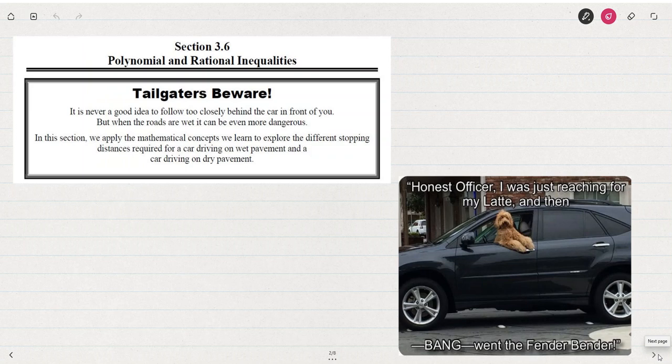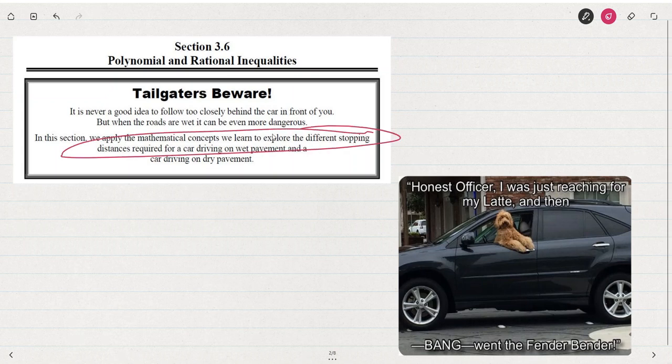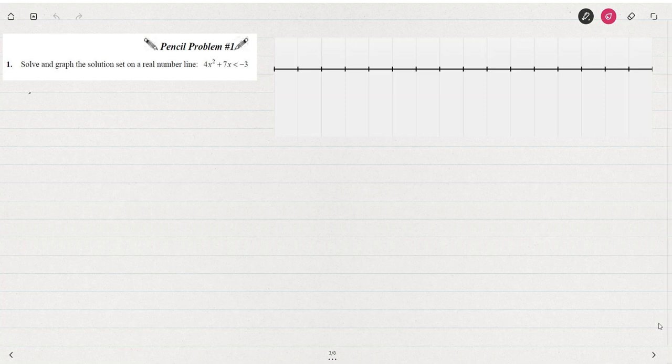At the end of this section, we're going to be able to apply the concepts of polynomial and rational inequalities, how to solve them, how to get a solution set for a polynomial inequality or a rational inequality, to explore different stopping distances that are required when you're driving compared to driving on wet pavement and dry pavement. You'll find that problem in your textbook, the end of the section. To be able to do that problem, you need to be able to solve a polynomial inequality.